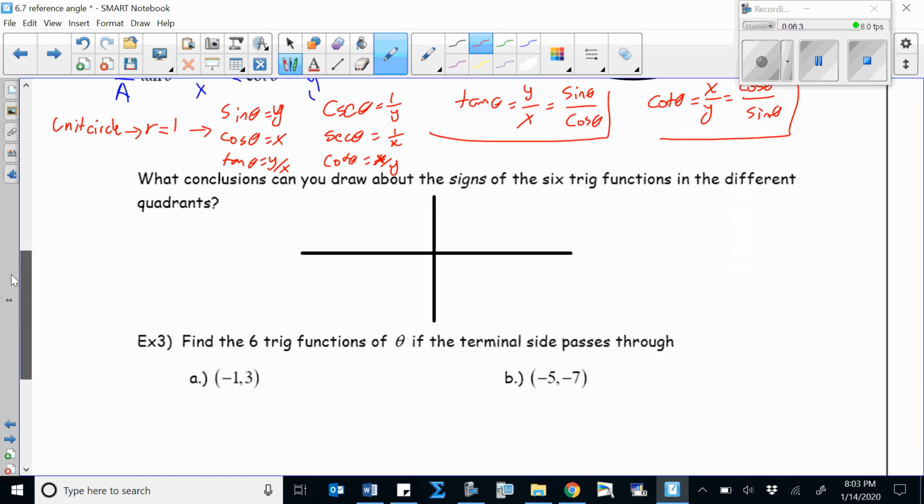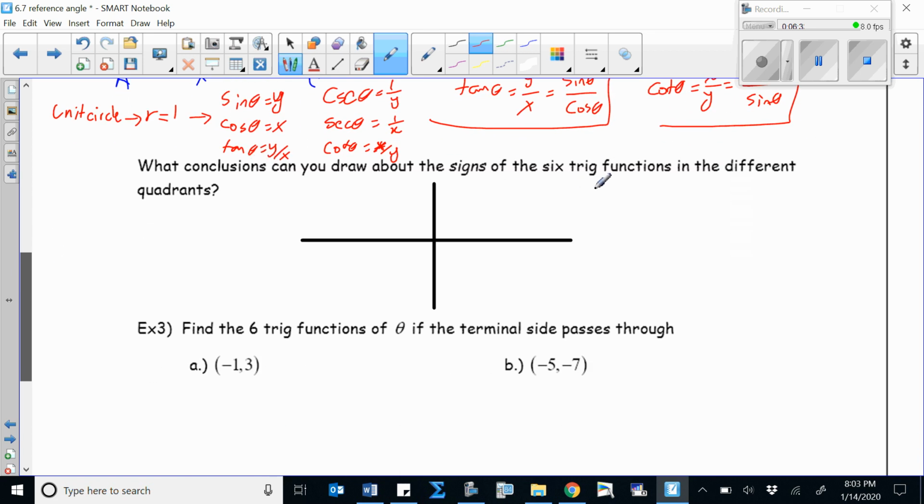Now let's talk about the signs of trig functions in the different quadrants. So if I have this coordinate plane, we're going to see the trig functions that we have, like sine, cosine, tangent, and so on. What sign are they going to have in each quarter? So let's say we have a point on the first quarter.